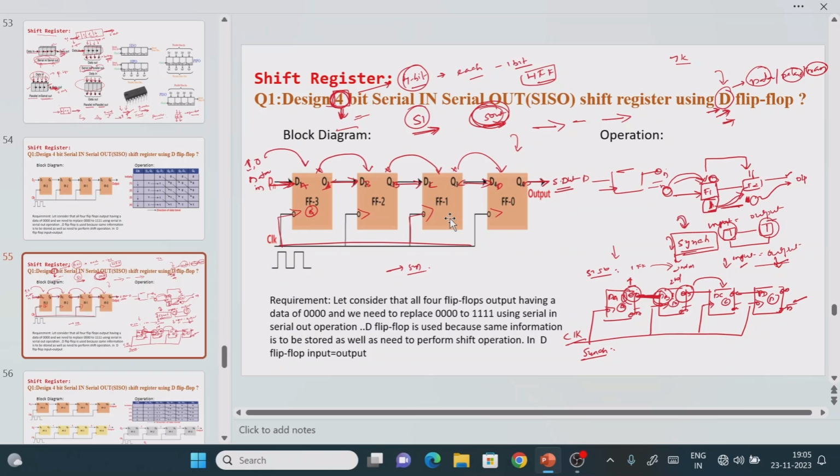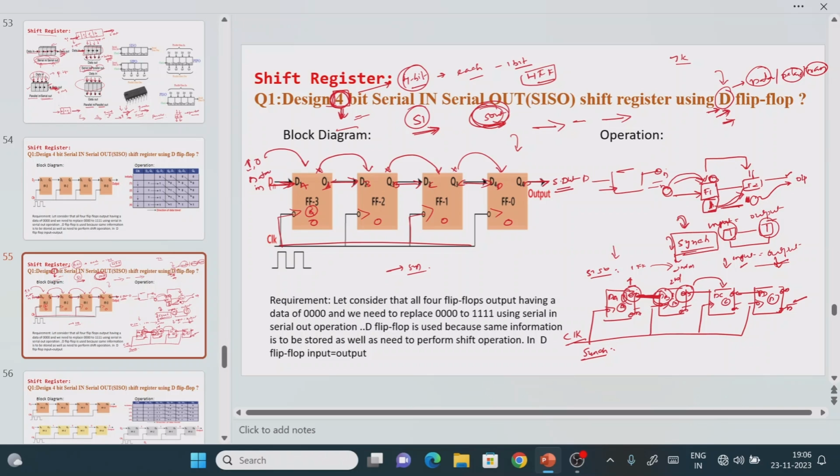For example, let us consider the requirement. Let us consider that all flip-flop outputs have the data 0 0 0. What is the meaning of this? The value which is stored initially in the flip-flops is 0 0 0. Now my requirement is that I need to replace all zeros with all ones. By using which mechanism? I need to give the input serially. Shifting also should be performed serially. Output we need to collect as the serial output, right?